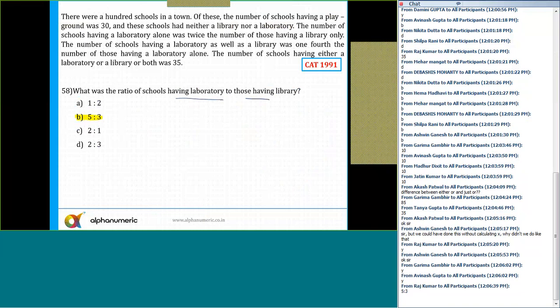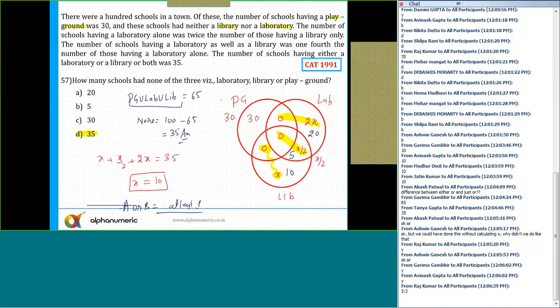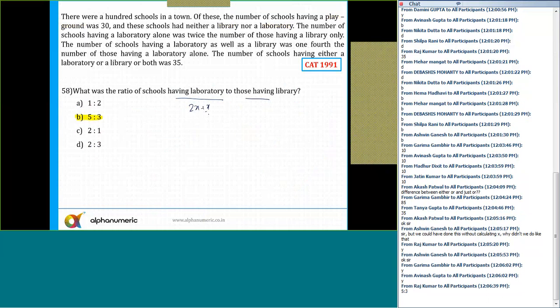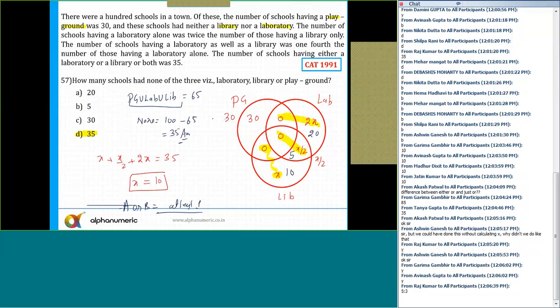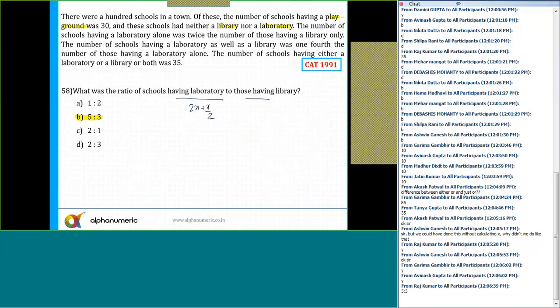Okay, we are talking about the laboratory. If you look here, laboratory is 2x plus x by 2, and library is equal to x plus x by 2. So this will be equal to how much? 2 2s are 4, so this is 5x by 2, and this is 3x by 2.